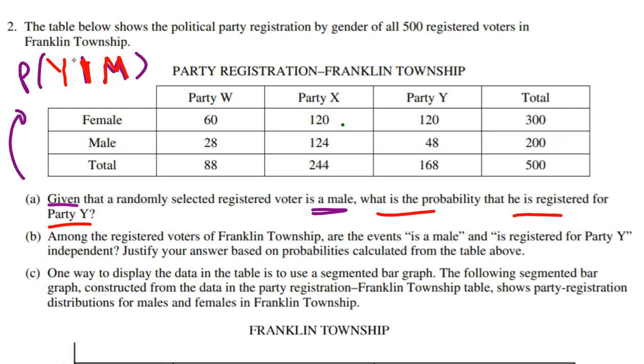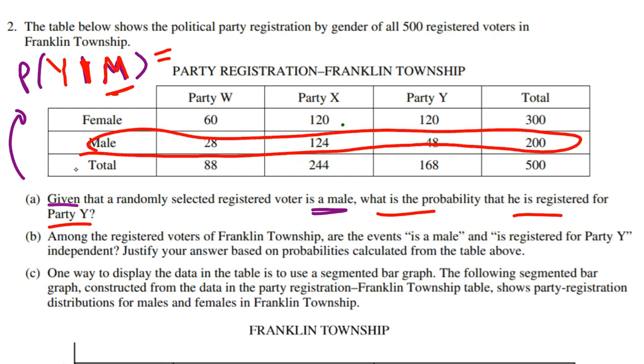So there's really a couple ways to look at it. In this case, what I would think of is just we're only looking at the males. So if we only look at the male row, there they are, right? Got it?